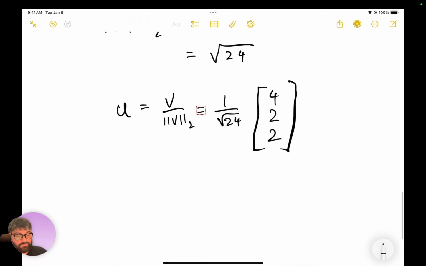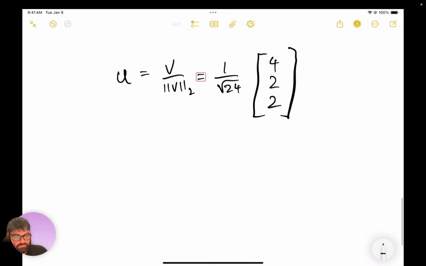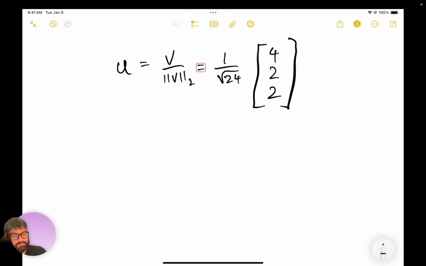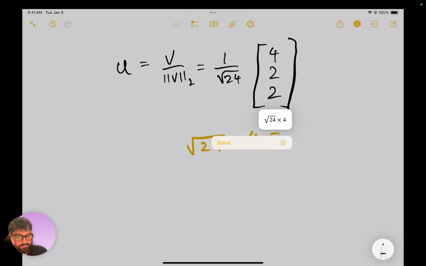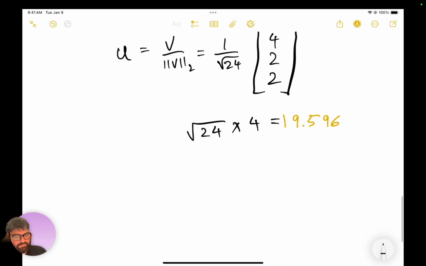I'm pretty sure we're good so far. So what does that actually equal to? You need root 24 times 4. Let's figure that out. Just gonna get that solved. 19.59.